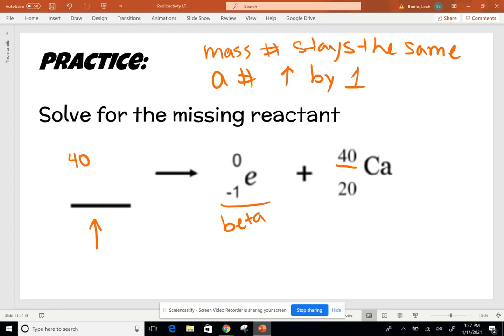There we go. And then now we can figure out what our atomic number would be. Whatever the atomic number is going to be right here, it was increased by 1. So over here we have 20. So what we can do is go 20 minus 1. And so that gives us 19. You can also do it by just taking our -1 plus 20, and that gives us an atomic number of 19.